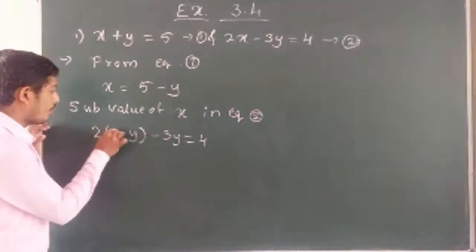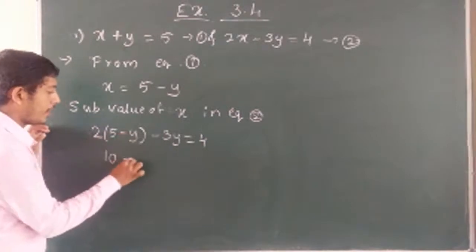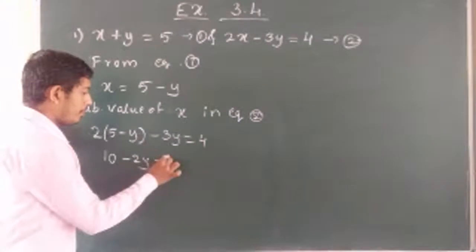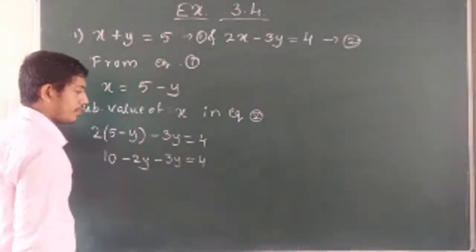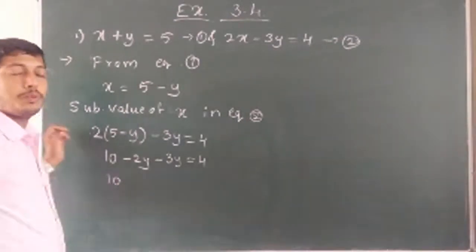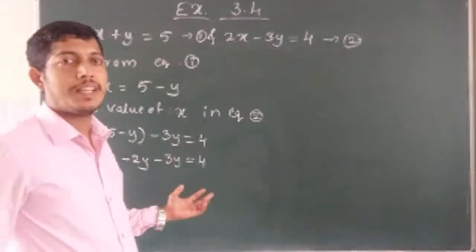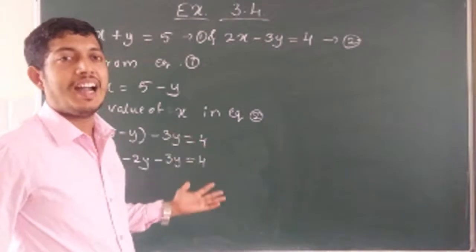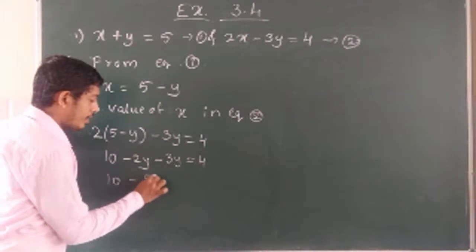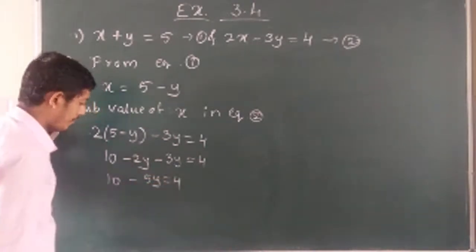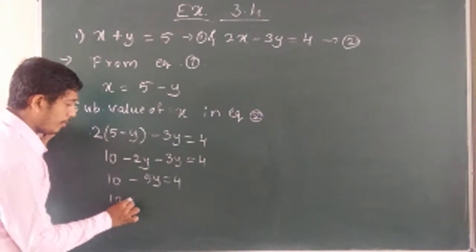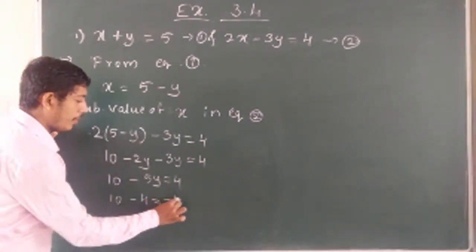Then it becomes 2 5s are 10, plus into minus minus, 2 into y is 2y minus 3y equals to 4. Then 10 minus 2y minus 3y, both are like terms and both are having same sign. Therefore, what we have to do, we have to add the two terms along with the same sign. So sign is minus only. 2 plus 3, it is 5y equals to 4. Then 10 minus 4 equals to minus 5.